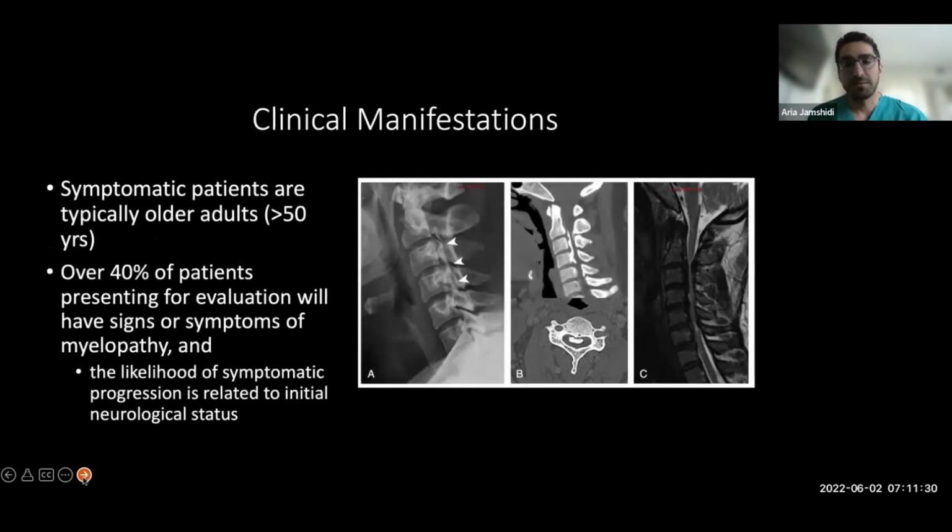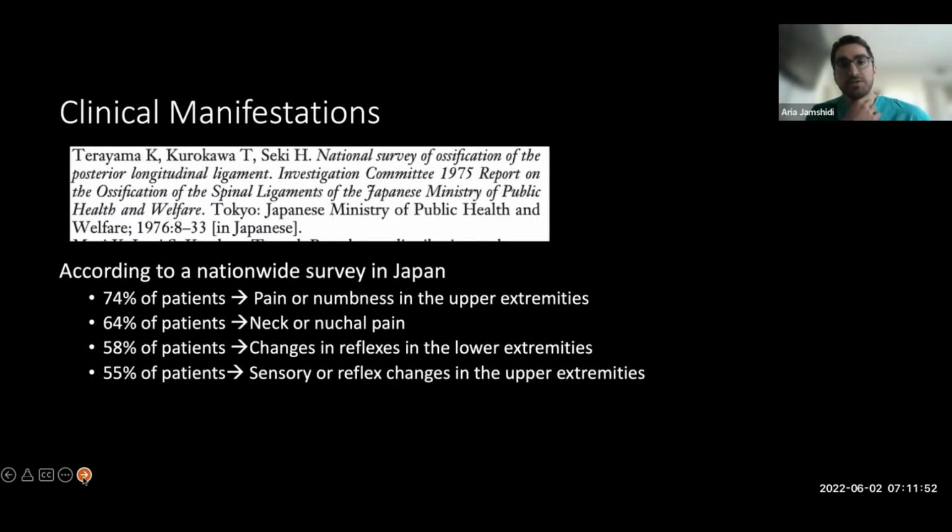So again, symptomatic patients are typically older, greater than 50. Over 40% of the patients that you'll see for evaluation will have some signs or symptoms of myelopathy typically. And the likelihood of them progressing to symptomatic myelopathy is related to typically their initial neurological status when they first see you. This was an interesting study.